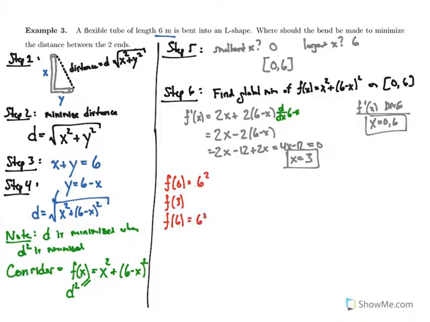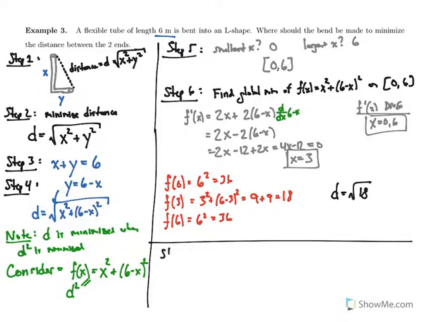F of 6 is going to give us 6 squared. And f of 3 is going to give us something less than that: 3 squared plus (6 minus 3) squared, which is going to be 9 plus 9, or 18 instead of 36. Note that the actual distance here is going to be the square root of 18, but it works the same.